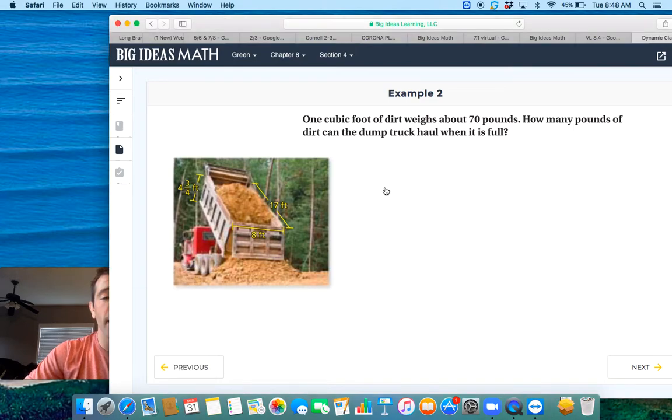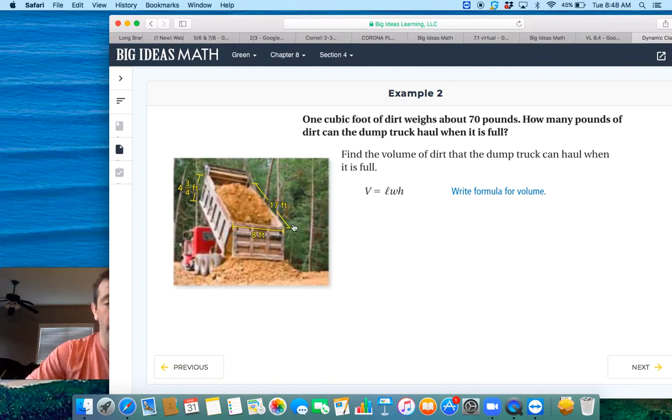So we're going to write down our formula. Length times width times height. We're going to substitute our length, our width, and our height in. 17 times 8 times 4 3/4. Remember, guys, with multiplication, order doesn't matter. It's commutative. So length, width, height, or height, width, length, you're going to get the same product. We need to convert this mixed number, or possibly write it as 4.75, whatever you want to do.